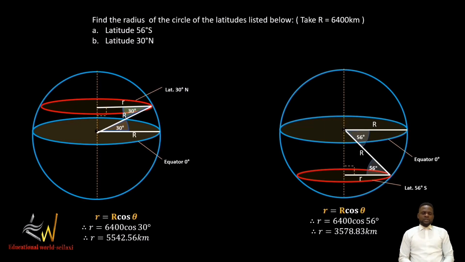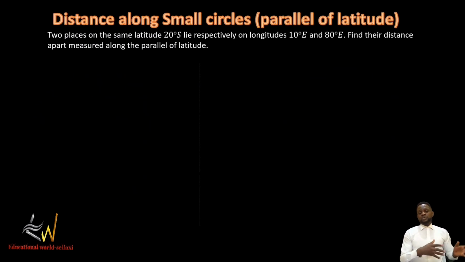Okay, the next thing we are going to look at now is distance along small circles, that's along the parallel of latitude. Now, when we have two places located along a latitude, the first thing we have to do is find the radius of that latitude. Thereafter, we can go ahead to find the distance between those two places. So we have an example here.